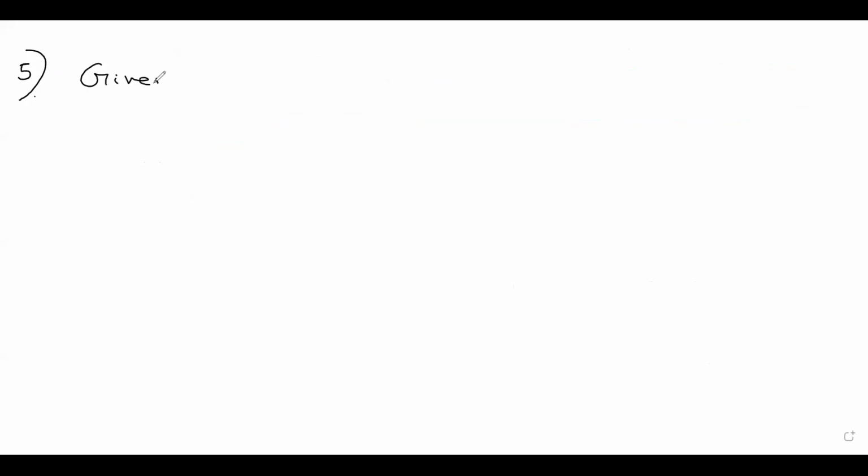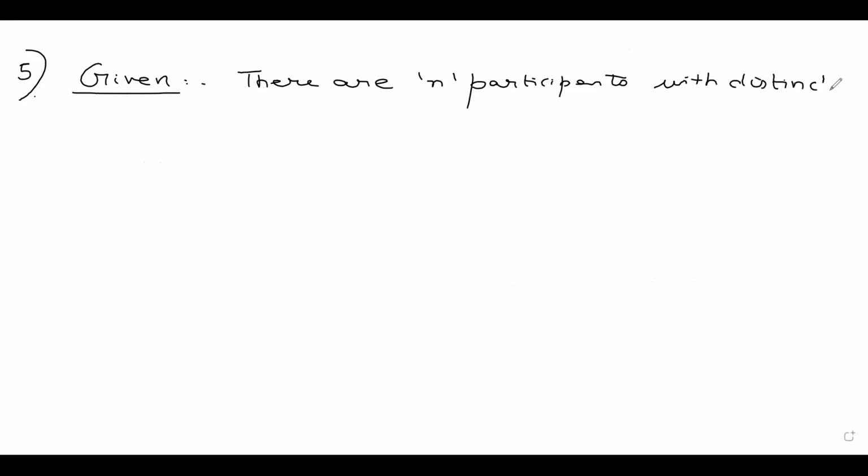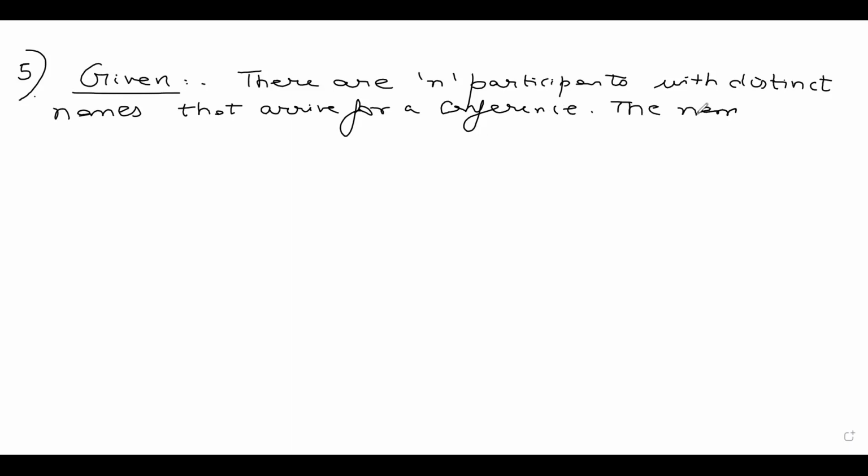Okay, so quickly writing, first of all, what is given? We are given that there are n participants with distinct names that arrive for a conference. We are given this information, and we are also given that the name tags are allocated randomly to the participants.